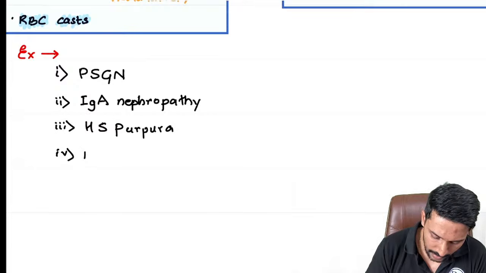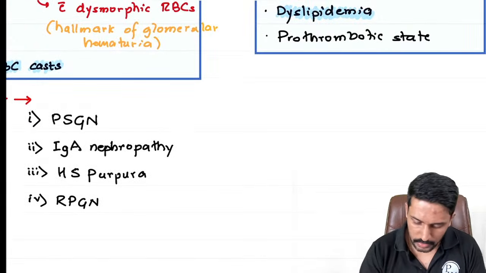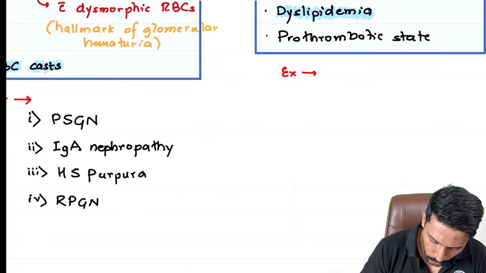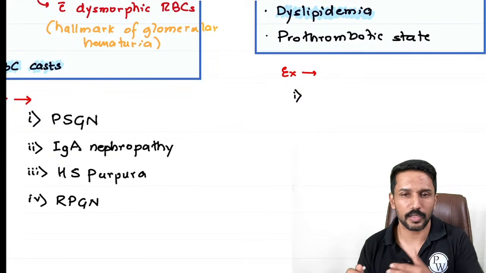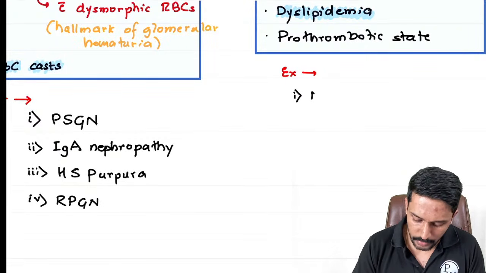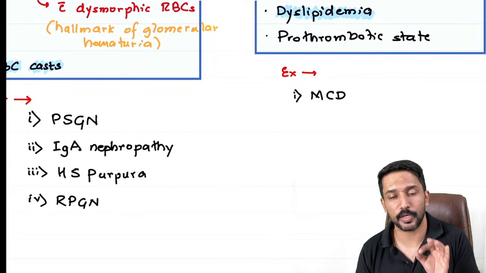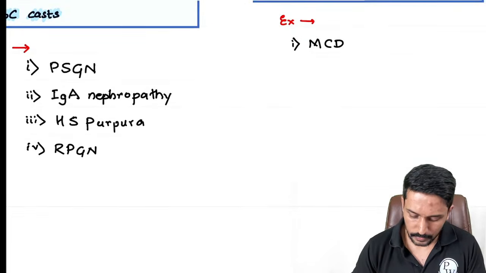The fourth one, RPGN. These can present as nephritic syndrome. Now, what disorders can present as nephrotic syndrome? The first thing that should come to your mind, which is typically the most common cause for nephrotic syndrome in children, is minimal change disease or MCD.